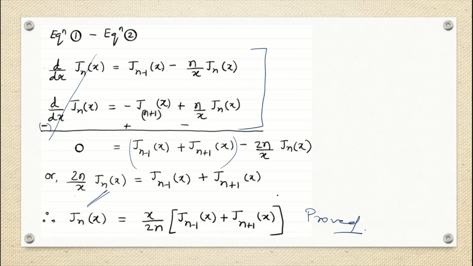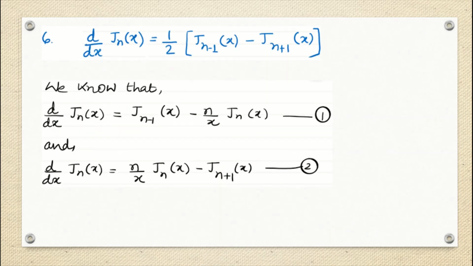In this way we have proved this recurrence relation. To prove the fifth and even the sixth recurrence relation, we take help of the third and fourth recurrence relations. So we have to memorize the recurrence relations as formulas. This is the sixth one: d by dx of J n x is in terms of the previous order Bessel function and the next order Bessel function. For this also we write the same way, this is my recurrence relation 3 and this is my recurrence relation 4. If we have memorized them, we can write these two easily.